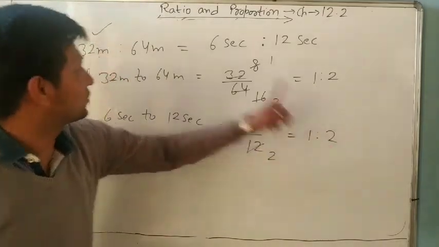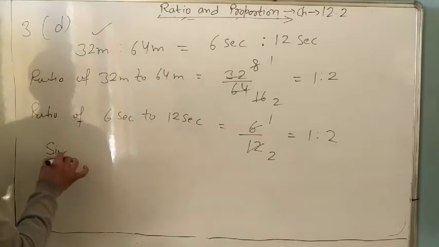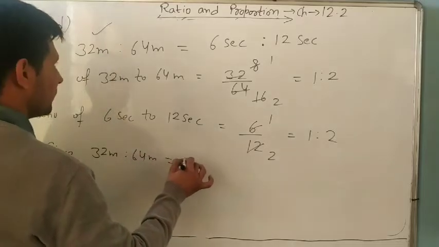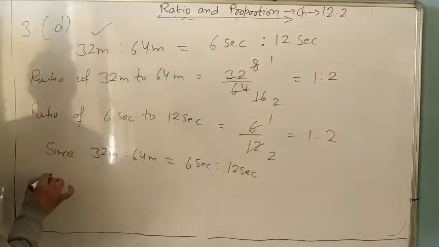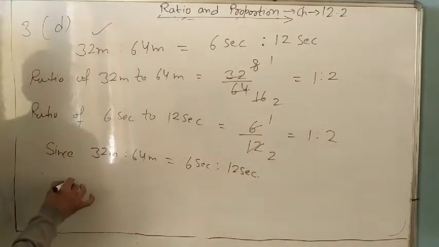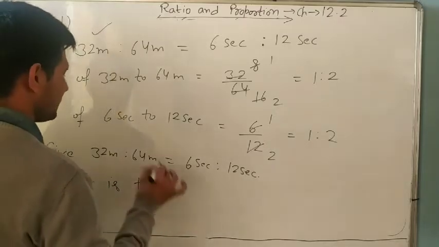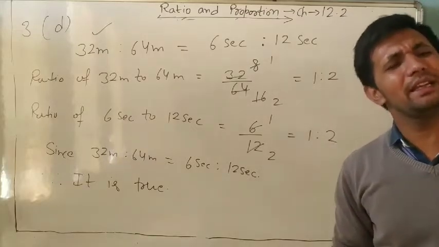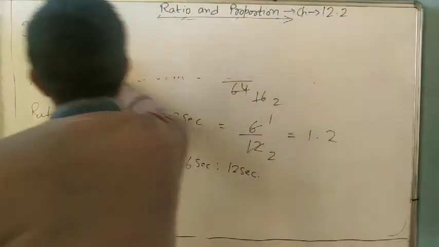Yes, the first ratio and second ratio are equal. So the statement is to be written: since the ratio of 32 meter to 64 meter is equal to the ratio of 6 second to 12 second, therefore it is true because both ratios are equal. Very easy exercise. You only have to find whether they are equal or not. Next is question number 4.